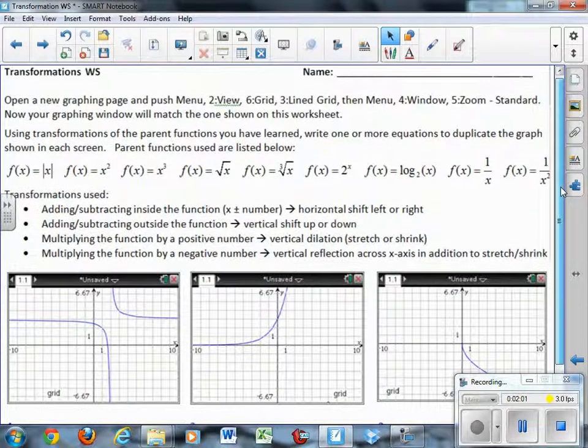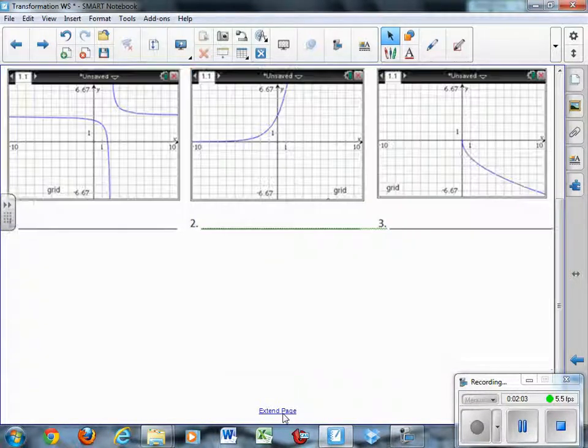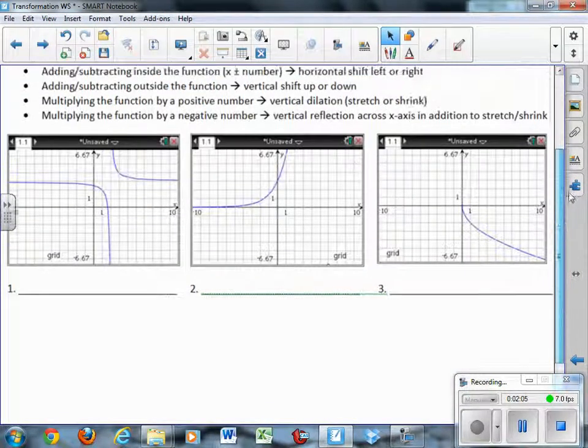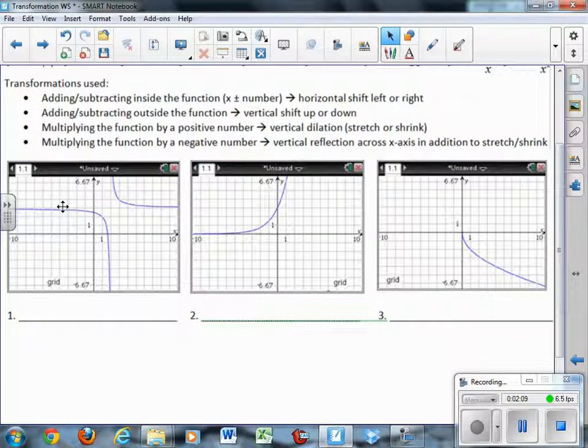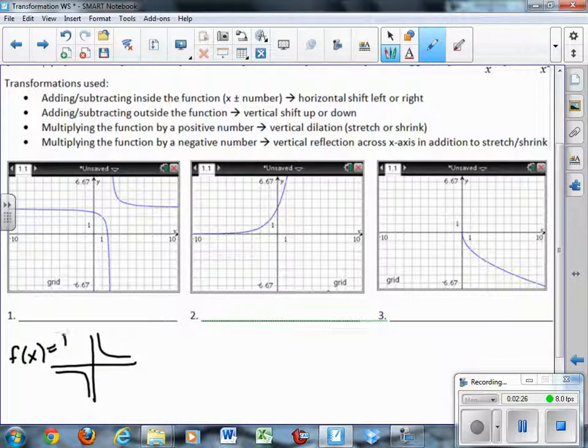So the first step when we're looking at writing the transformation of a function is to identify what the function looks like. So if we look at this graph here and we see this characteristic function, we think, hey, that kind of reminds me of the 1 over x function, because we have a piece that goes like this and a piece that goes like that. So this is the function that's being transformed, f of x equals 1 over x.